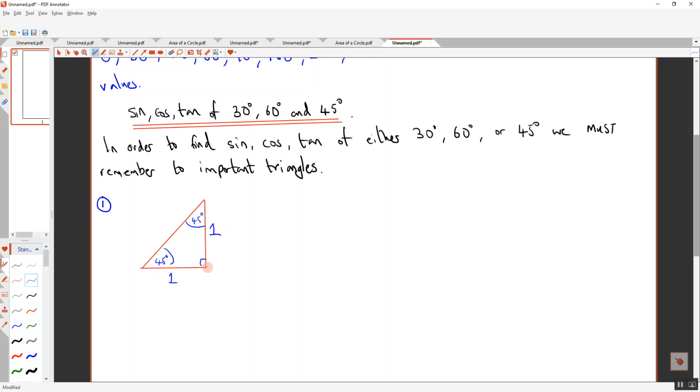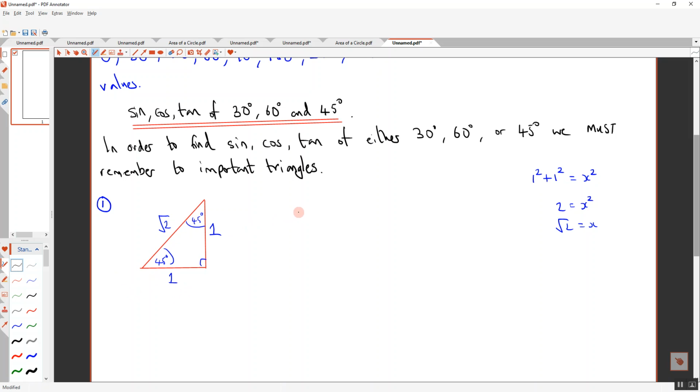Now, if this is 1 and this is 1, then what is the length of this side? Not 2, but square root of 2. How did you work that out? Yeah, what method? Pythagoras. Okay, so 1 squared plus 1 squared is 2. And remember then you have to square root to find out the other side. All good?